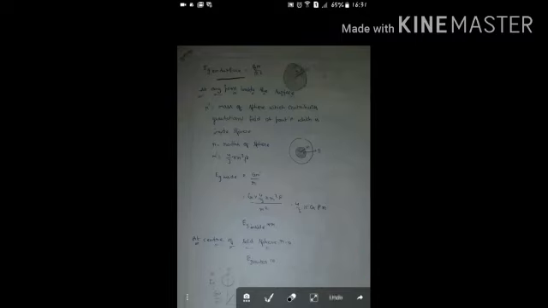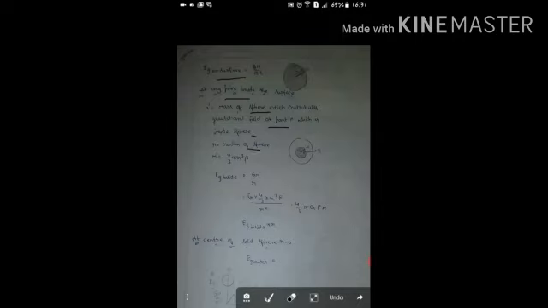Here also the same. At any point inside the sphere, we should consider only the part of the sphere inside. Here M dash is the mass of the sphere which contributes gravitational field at point P, which is inside the sphere. It contributes only at the point where P is located.